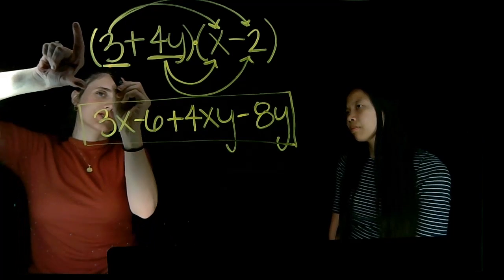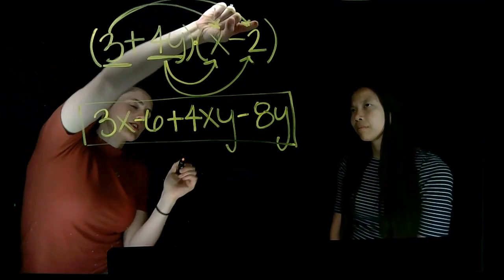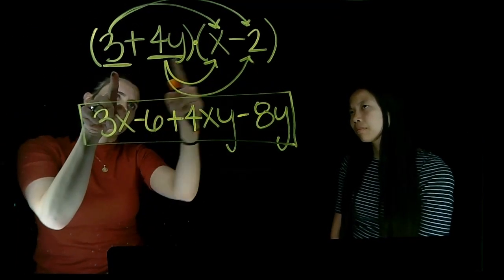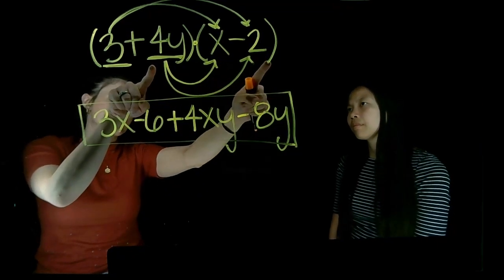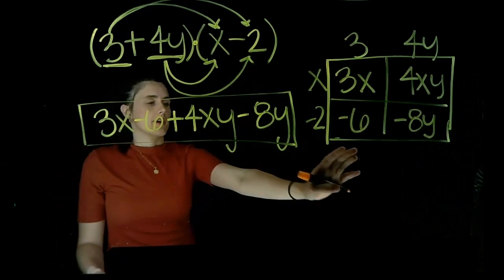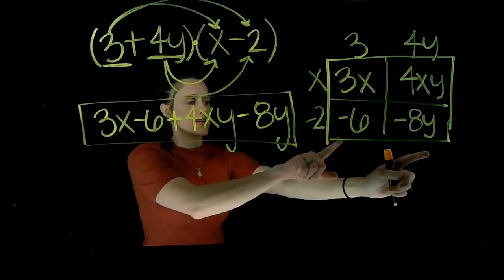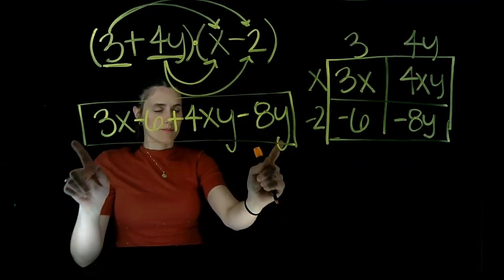Just remember that each term has to be multiplied by each term in the second part. So the 3 is multiplied by the x and the minus 2, and then the 4y is multiplied by the x and the minus 2 as well. If you were to do an area model, we can see that the pieces inside of our area model are going to match up with the pieces that we found here.